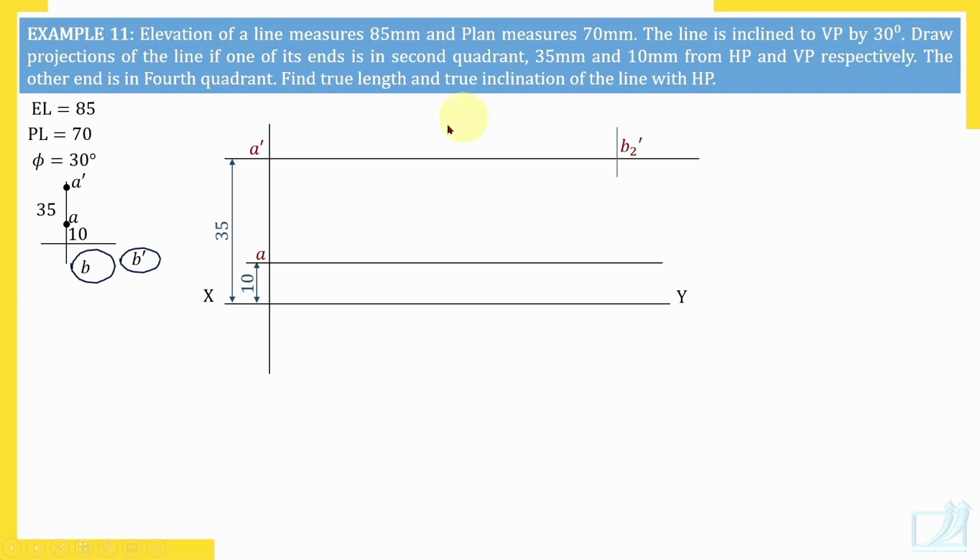You cannot draw A dash B1 dash. To draw A dash B1 dash, you should know true length and theta. And you cannot draw A dash B dash also. To draw A dash B dash at this stage, you should know EL and angle alpha.